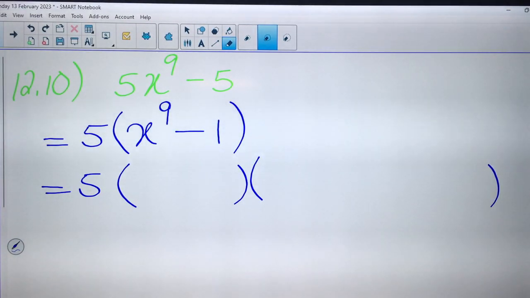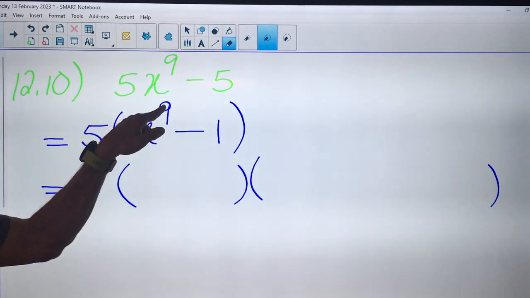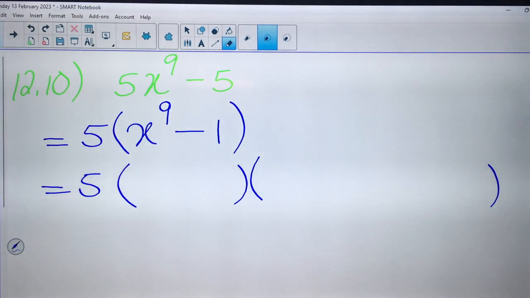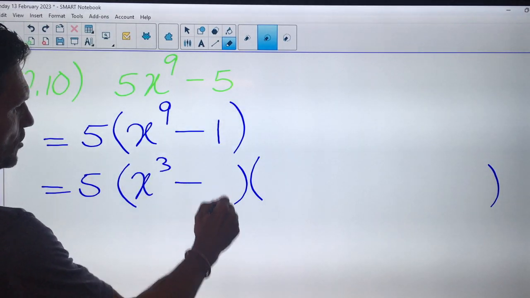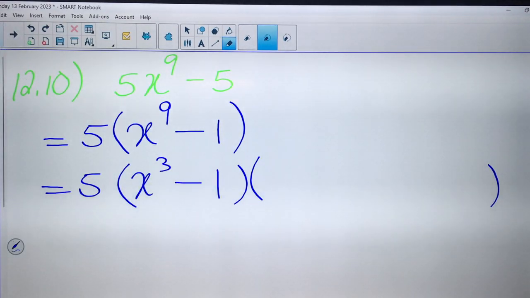So what's going to happen to the first one? I have to divide the power by 3. What is 9 divided by 3? 3. So this is x to the power of 3, and the cube root of 1 is 1. The square root of 1 is 1. The 10th root of 1 is still 1. Okay, that's our first bracket.